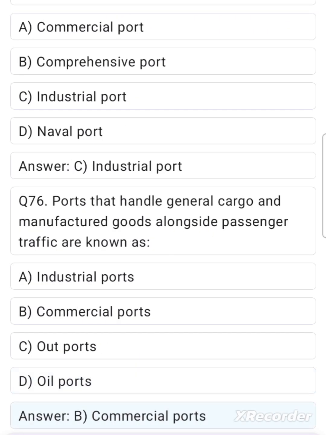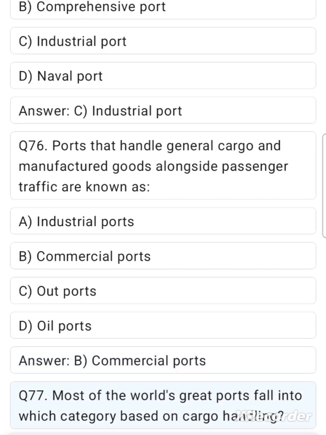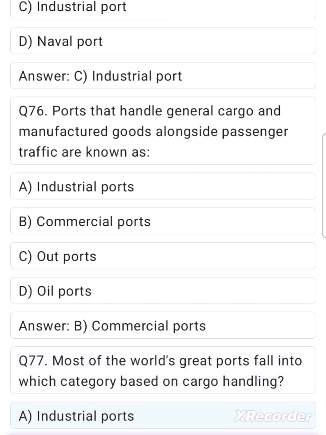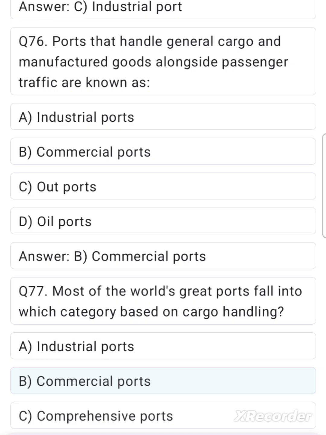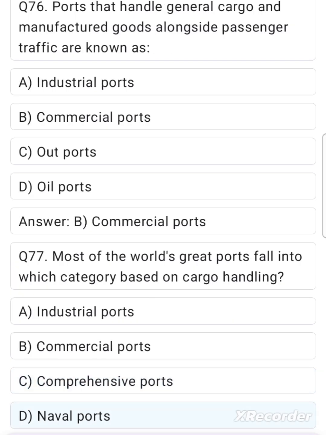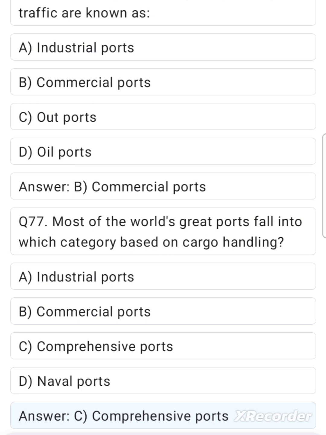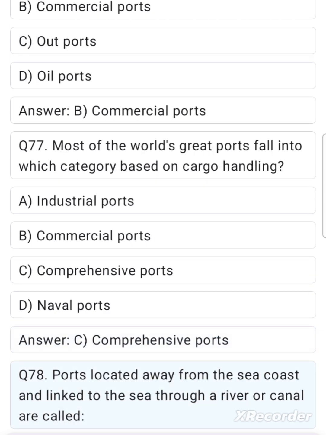Answer: B. Commercial ports. Q77. Most of the world's great ports fall into which category based on cargo handling? A. Industrial ports. B. Commercial ports. C. Comprehensive ports. D. Naval ports. Answer: C. Comprehensive ports.